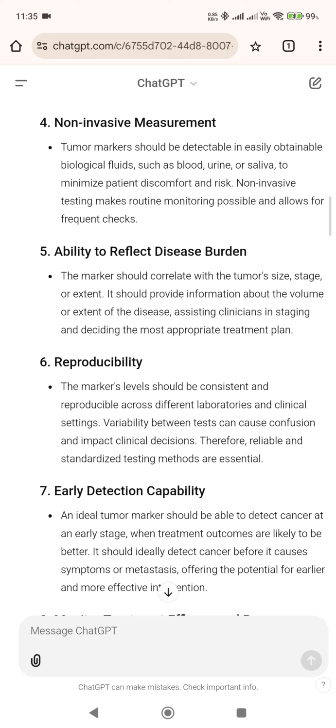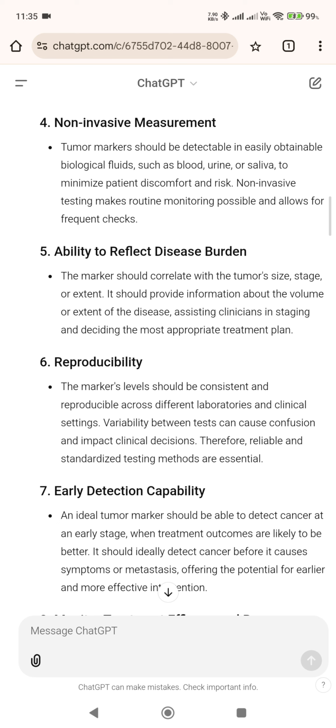5. Ability to reflect disease burden. The marker should correlate with the tumor's size, stage, or extent. It should provide information about the volume or extent of the disease, assisting clinicians in staging and deciding the most appropriate treatment plan.